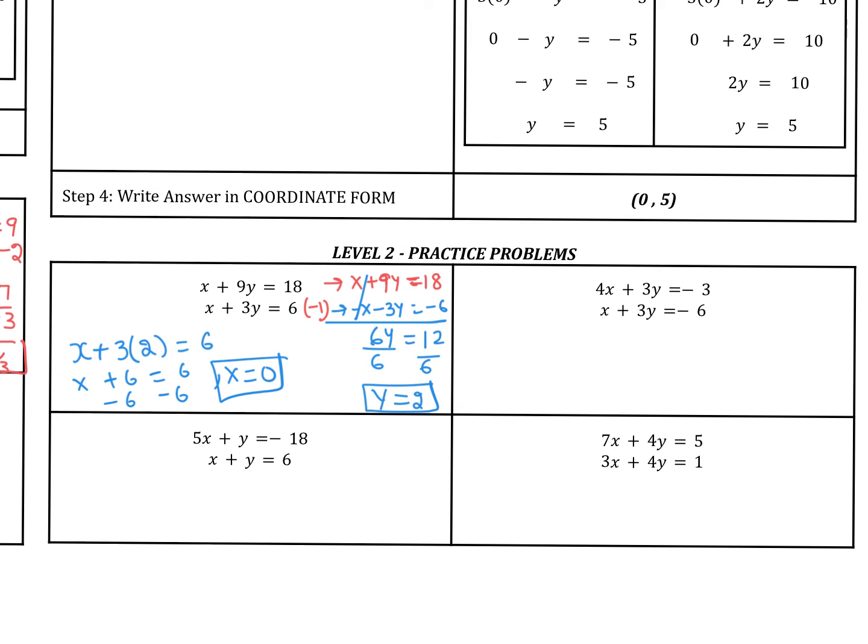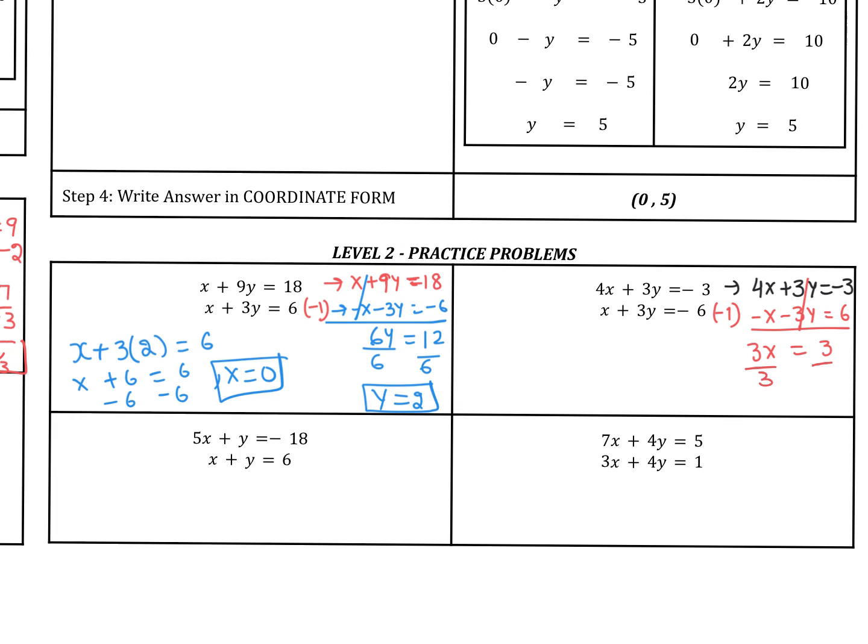Similarly, I'm going to do the same thing for the next one. I can see that the 3y and 3y are the same, but we need to have them in opposite signs. So I'm going to multiply the bottom by negative 1. The top equation remains as is. 4x plus 3y equals negative 3. Bottom one is negative x minus 3y equals positive 6. Cancel these, you get 3x equals 3, as negative 3 plus 6 is 3.